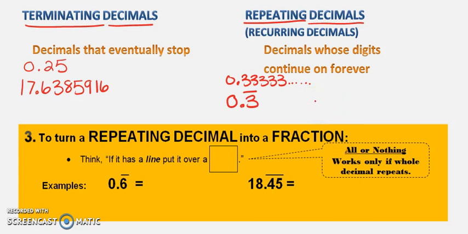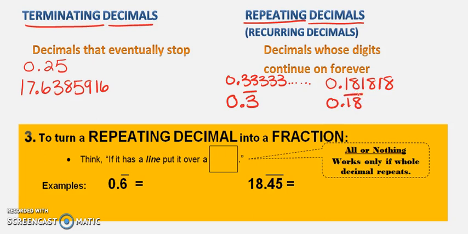Now, not all repeating decimals have only one digit repeating. Some of them can repeat 2 or 3 or even more digits over and over. For example, how about 0.181818? We would write that like this, 0.18 repeating.